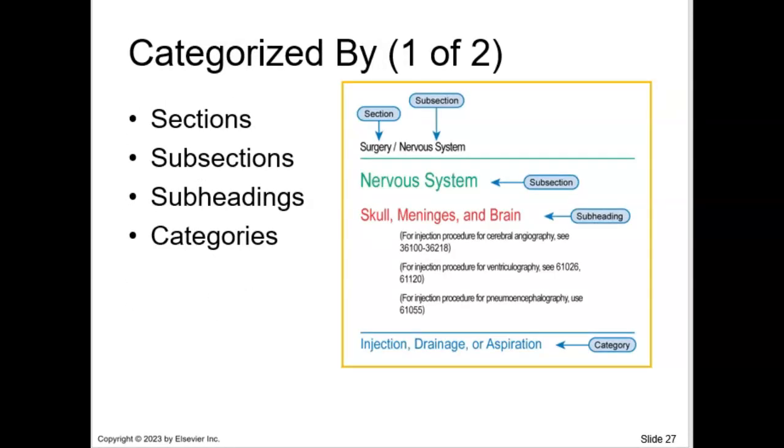All right, so with the CPT, it's into 4 different sections. As you can see here, if you open up your book, this section here is surgery. Okay, that's the section. I told you before, that's the biggest section. Now, a subsection would be an example, the nervous system. All right, as you can see, that's in the green. And then subheading, what part of the nervous system are we looking at? We are looking at the skull, meninges, and the brain. In categories, injection, drainage, or aspiration.